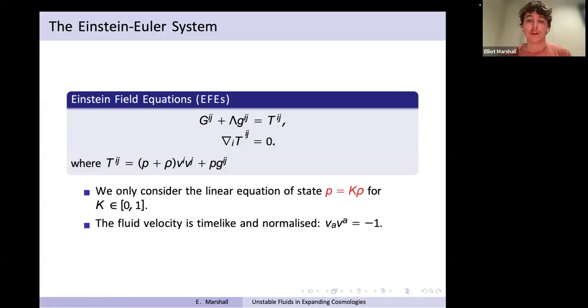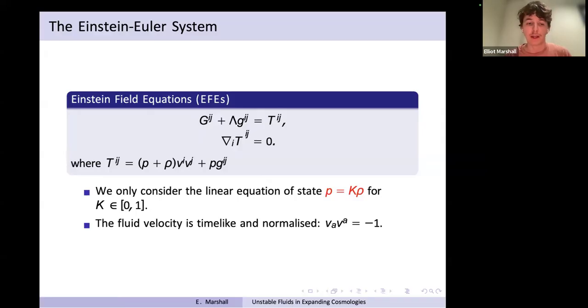Now, to close this system of equations, we also need what's called an equation of state. So that's relating the pressure to the density of my fluid. And in this talk, I'm just going to consider the absolute simplest case, which is a linear equation of state, p equals K times rho. And here K is the square of my fluid sound speed. So I'll be restricting K between 0 and 1.